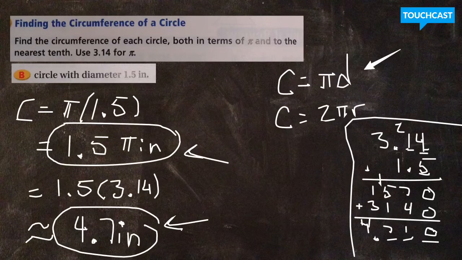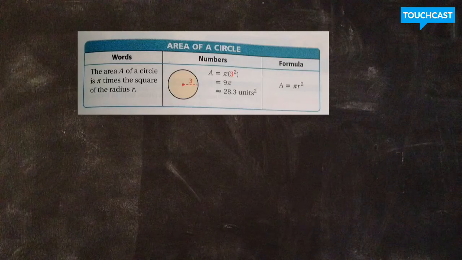Let's move on. We also need to know how to find the area of a circle. So the area, A, of a circle is pi times the square of the radius. So if we are given a radius of a circle as 3, the area will be pi times 3 to the second power. And 3 to the second power is 9, so the area will be 9 pi. We can estimate that to be 28.3 units squared.